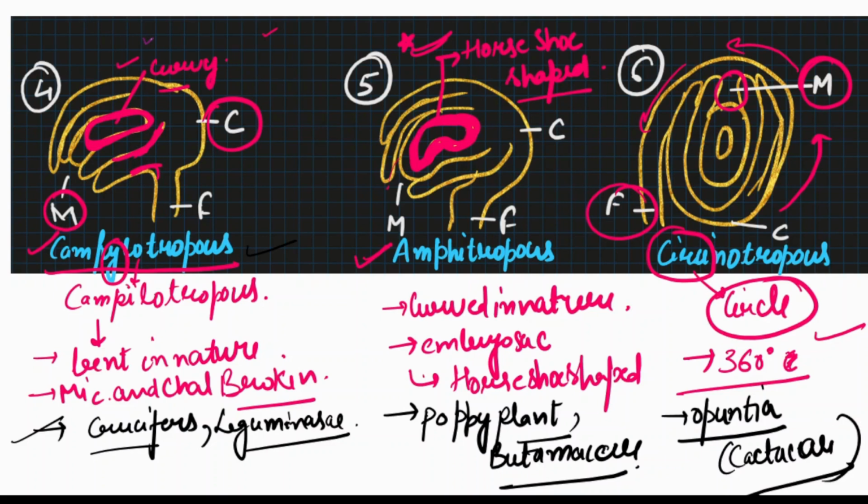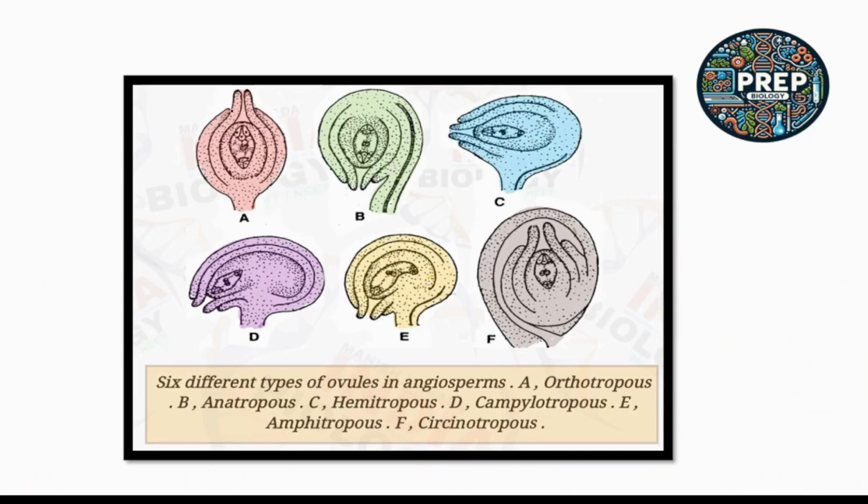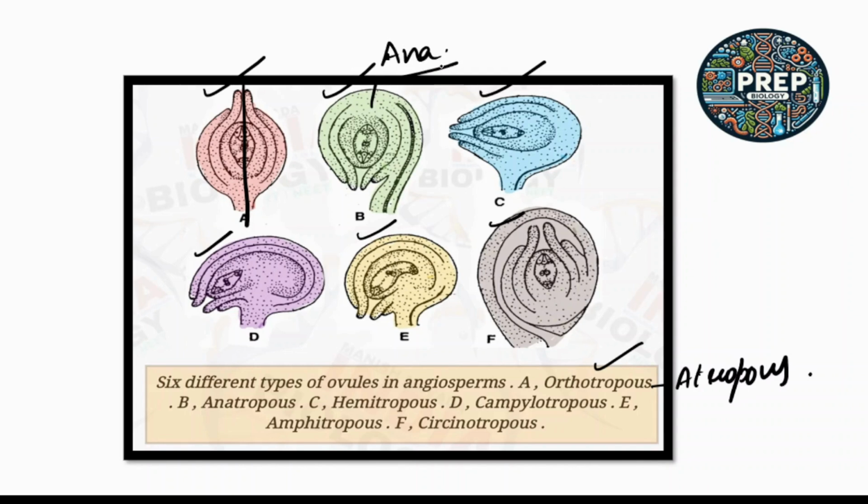So I hope all these six types of ovule are clear to you all. This straight structure is called orthotropous, and another name for orthotropous is atropous. The second one is inverted, which is anatropous, most abundantly present in angiosperms. Next, the one that forms a 90-degree angle is hemianatropous.